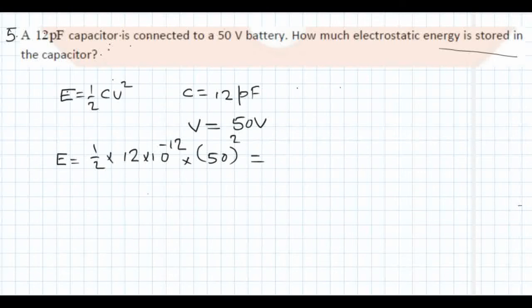So this is equal to 1.8 into 10 raised to... 1.5 into 10 raised to minus 8 joule is the answer. It's a very simple question, so no need of a discussion.